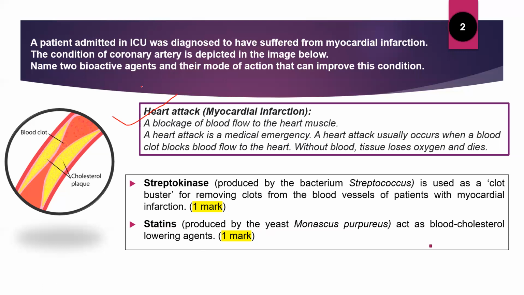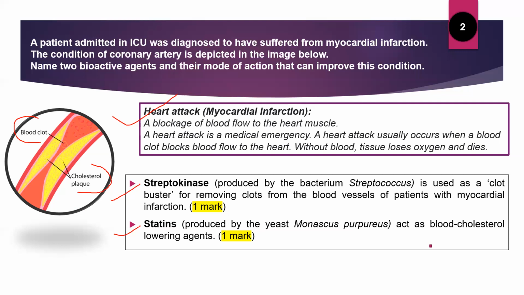Now, if you carefully check the diagram, you can see there are cholesterol plaques and there's a blood clot. Obviously, the blood flow is obstructed, right? So in order to help the patient, the following two bioactive agents can be administered. Number one, streptokinase. Please remember, streptokinase is an enzyme. It is produced by the bacterium Streptococcus, and it is popularly called a clot buster because it assists in removing clots from the blood vessels of patients with myocardial infarction.